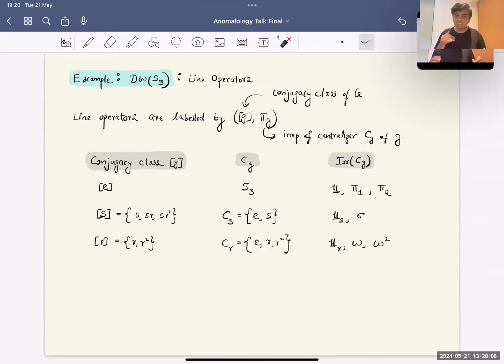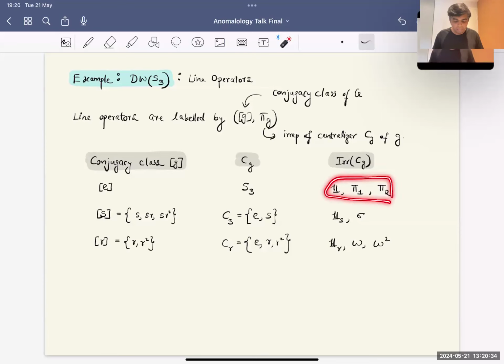So let us look at the Dijkgraaf-Witten theory for S3 explicitly and see what the data is. In this case, we have the trivial conjugacy class, the conjugacy class labeled by S, the conjugacy class labeled by R, and we have these centralizers. For the trivial conjugacy class, of course, it is S3. For S, it is this particular centralizer for the representative S. And for the representative R of this conjugacy class, the centralizer is this. And we can look at the irreps.